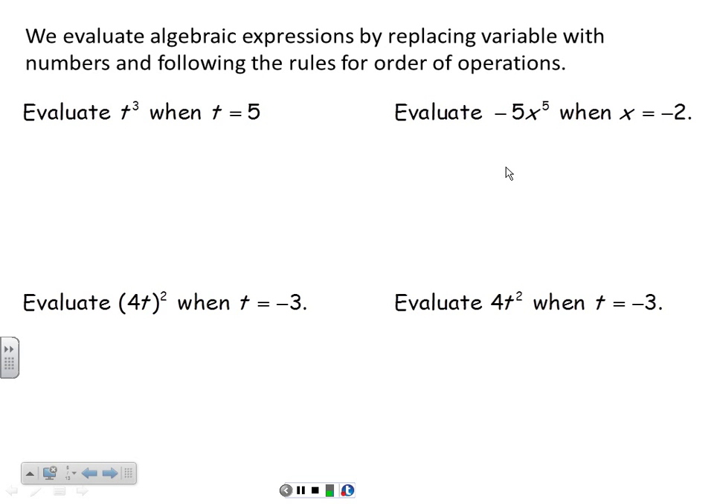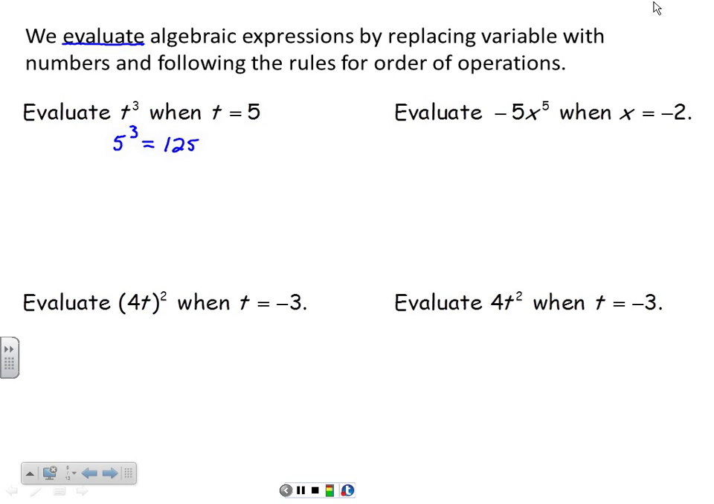Okay, so let's evaluate. Again, we've been doing this since Chapter 1. Evaluate means basically that we're going to substitute. So we evaluate algebraic expressions by replacing the variables with the numbers and following the rules for order of operations. And like I said, we did do this in Chapter 1. So if we evaluate t to the third power when t is equal to 5, we're going to replace t with 5 to the third power. And we already know that that's 5 times 5 times 5, which is going to be 125.